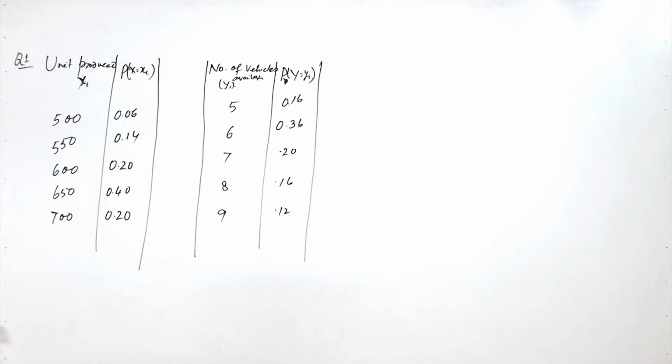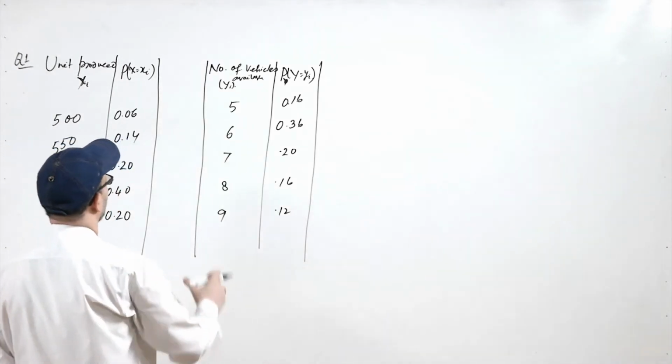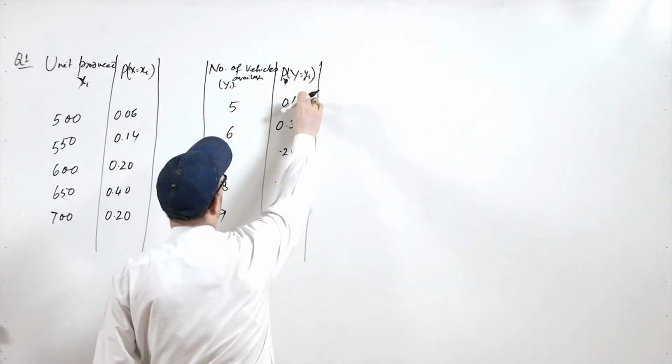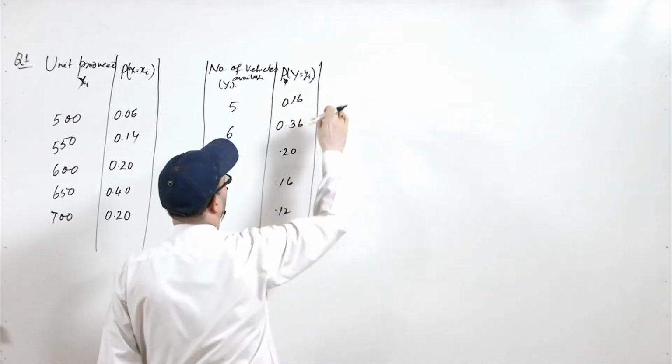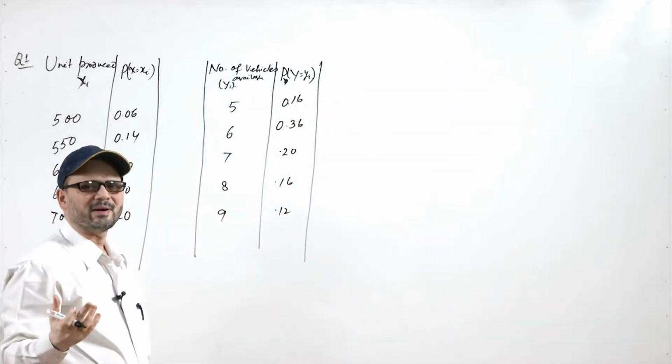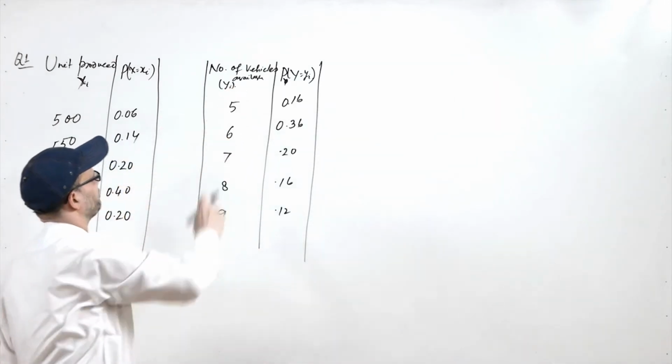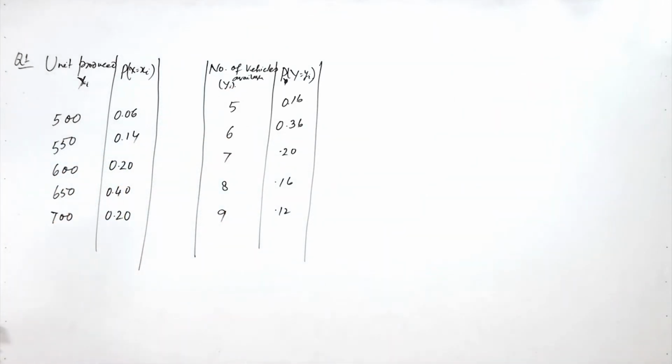Now, in this case you are told that you should generate random numbers and assign them. Once the random number comes, for that particular random number, how can you say whether the number of vehicles available this time is 5 or 6 or 7, and so on.